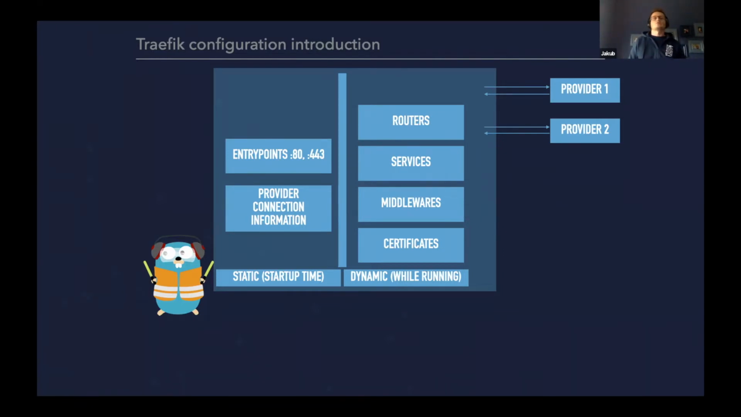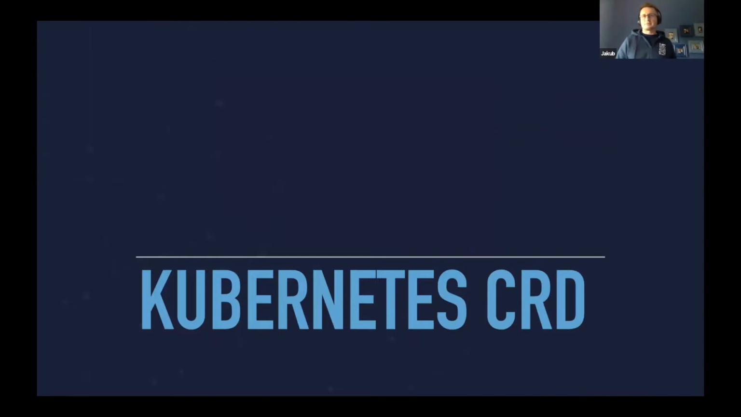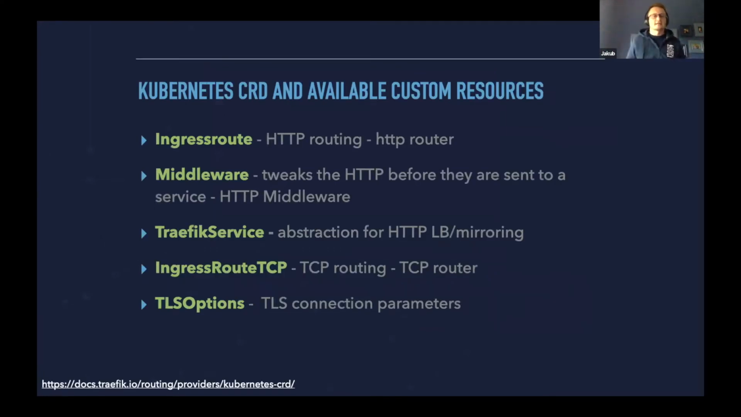So it's worth remembering that there are those kinds of configuration types. And now let me go to Kubernetes and CRD. What are the available resources that have been created that you can use while you are creating your configuration? First of all, we have an IngressRoute. It's HTTP, and it is responsible for a router. It's HTTP routing, so when you use that object in your YAML file, you are creating an IngressRoute.